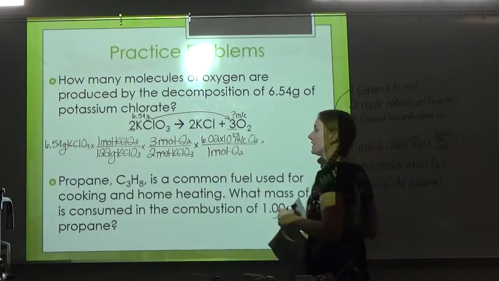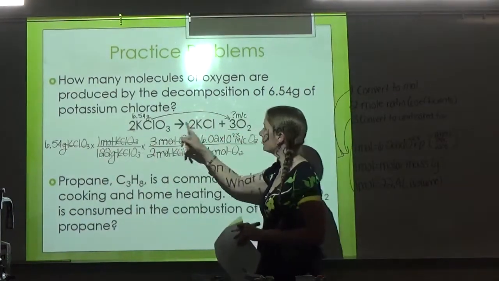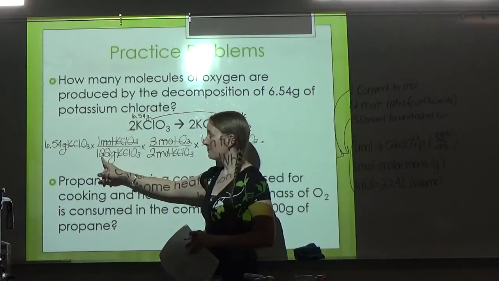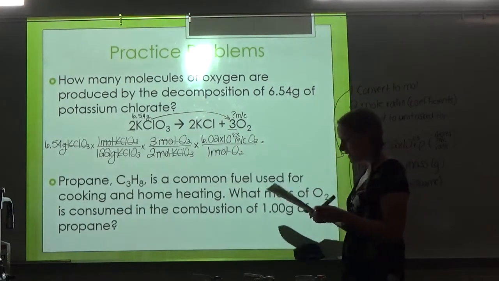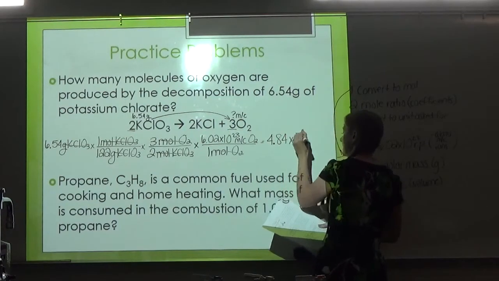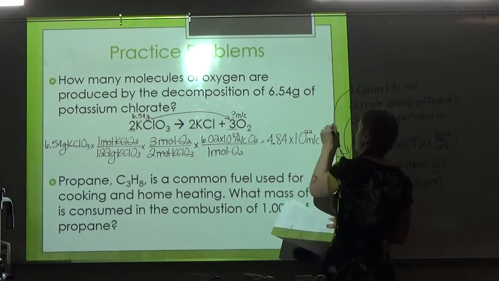So my moles cancel, and so then I multiply the top, so 6.54 times 3 times 6.02 times 10 to the 23, and divide by the bottom. So I'm going to divide by 122 and divide by 2. And when you do all that, you should get about 4.84 times 10 to the 22 molecules of oxygen.